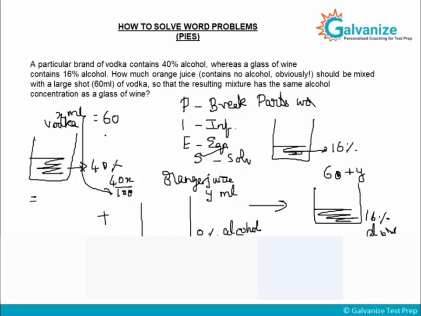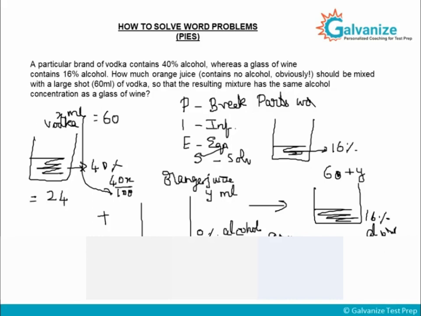40% of X, where X is 60 here. What is 40% of 60? Which is 24 ml. So 24 ml of alcohol plus 0 ml of alcohol is actually 24 ml. That is 16% of 60 plus Y. That's what is given here. So 24 is equal to 16% of (60 plus Y). When you solve it, you will arrive at the answer Y equal to 90 ml.